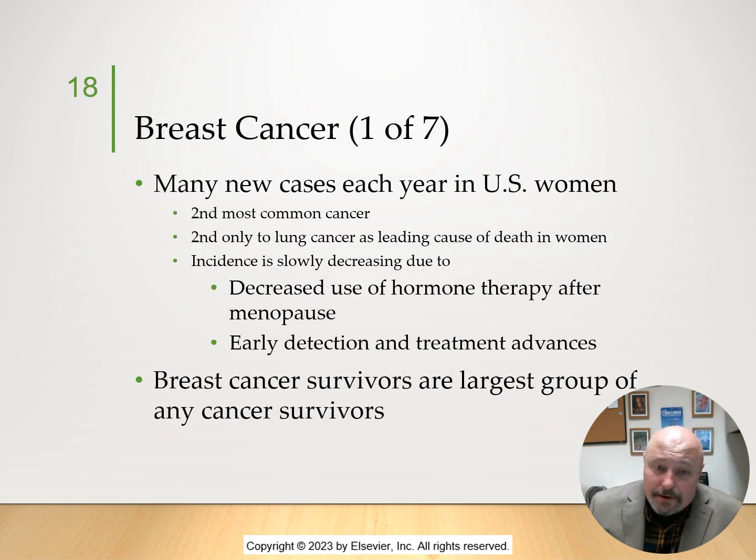Breast cancer. There are many new cases in the U.S. each year, and it's the second most common form of cancer, second only to lung cancer as the leading cause of death in women. Incidence is slowly decreasing due to decreased use of hormone therapy after menopause, early detection, and treatment advances. Breast cancer survivors are the largest group of any cancer survivors, however.